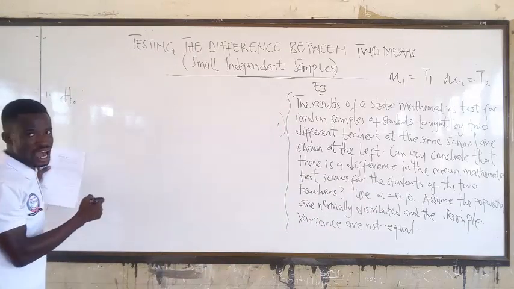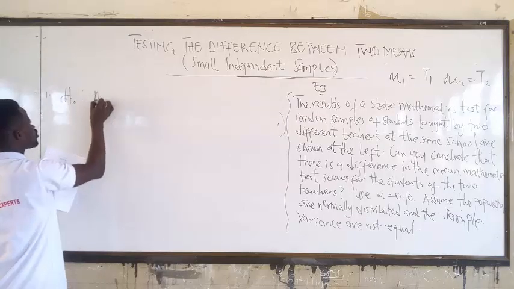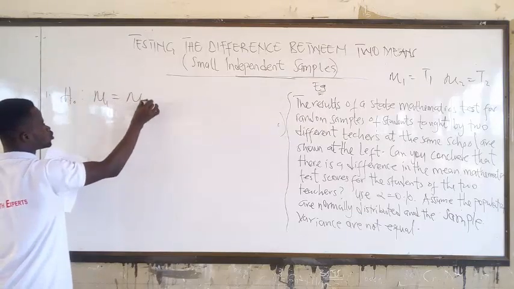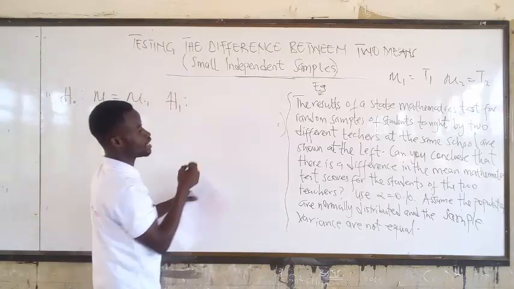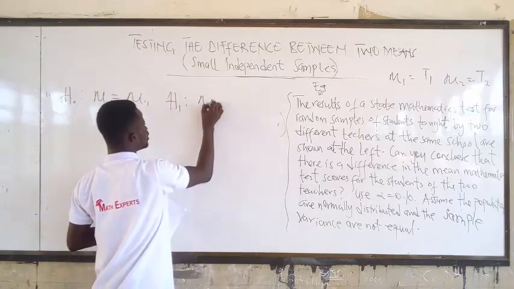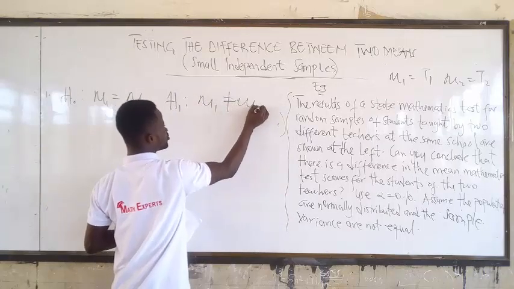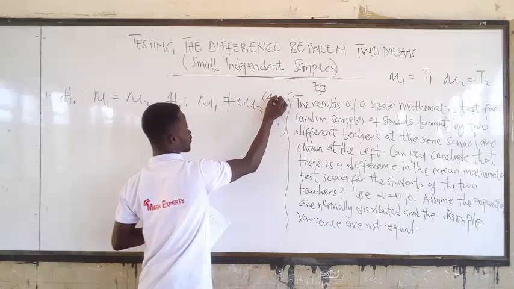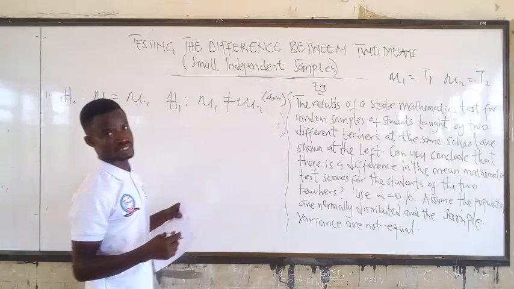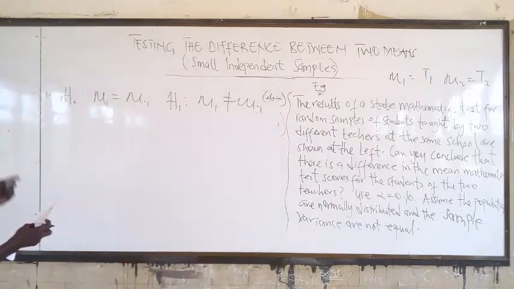The null hypothesis, that one that we know is always equal: mean 1 equals mean 2. So this one is a difference, right? So the alternate will be mean 1 is not equal to what? Mean 2. So this is the claim. This is where the claim is. Okay. We are done with that one.